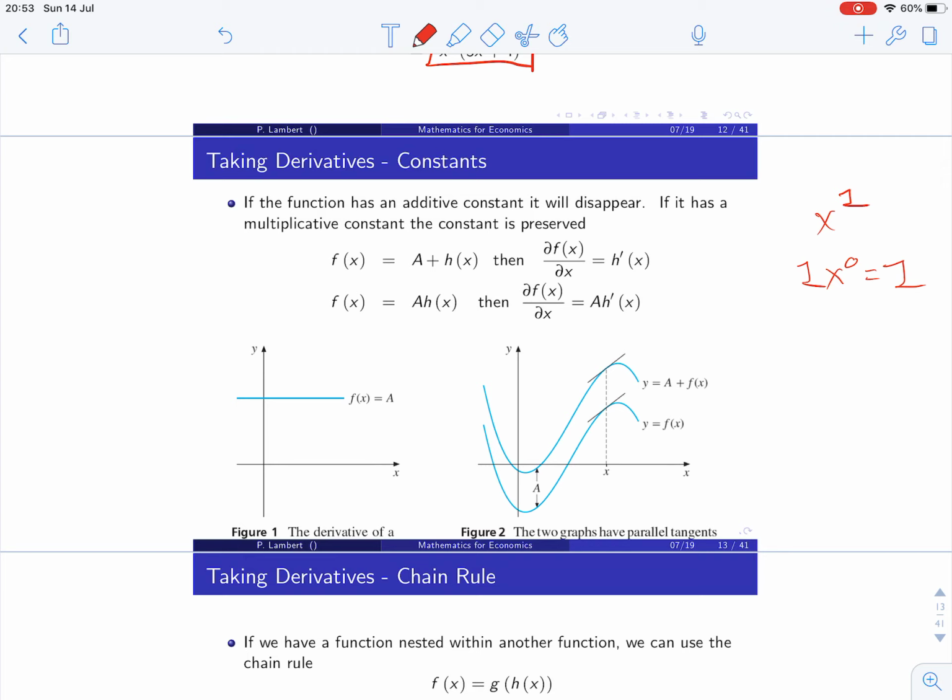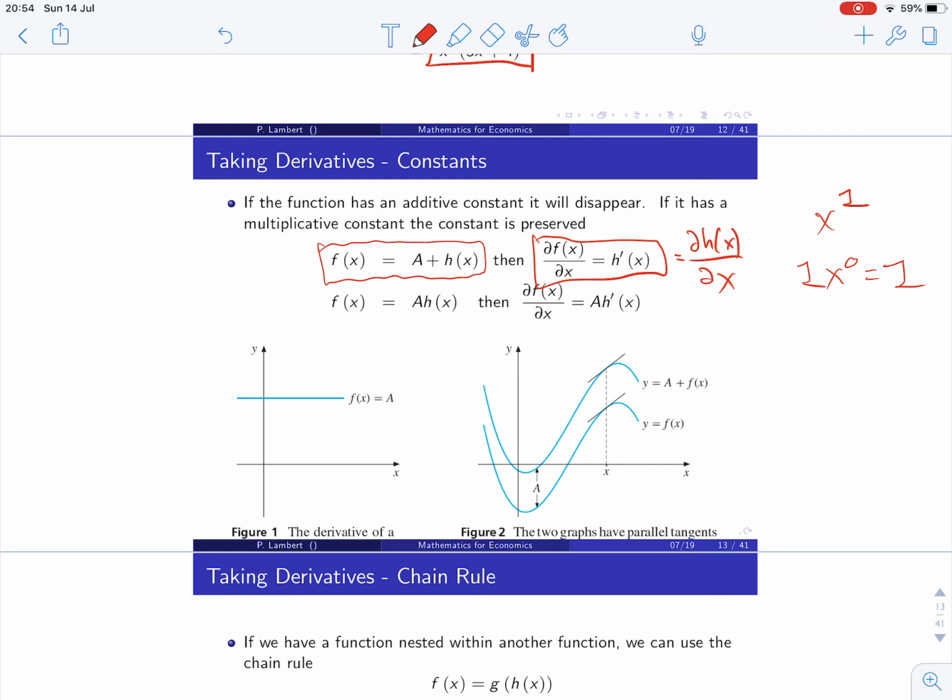Now we're going to think about the derivative of a constant. So if we have a function like this, which is represented by a, the constant, plus some other subfunction h of x, then the constant in this case is just going to disappear when we take our derivative, or in other words, the derivative itself is equal to h dash x, or in our notation, the derivative of f of x is just equal to the derivative dh dx.